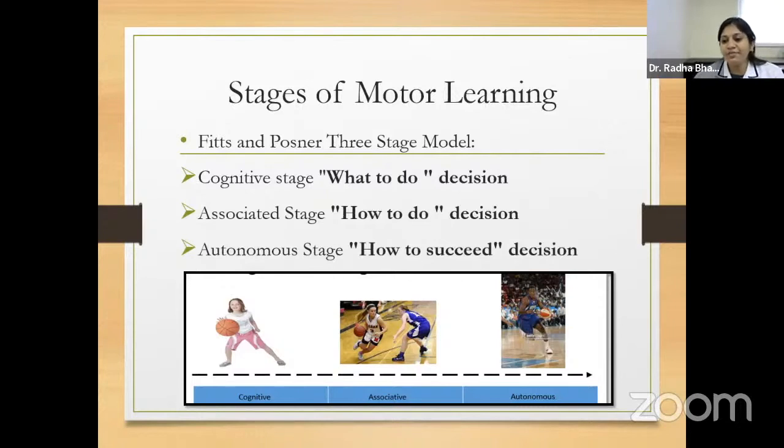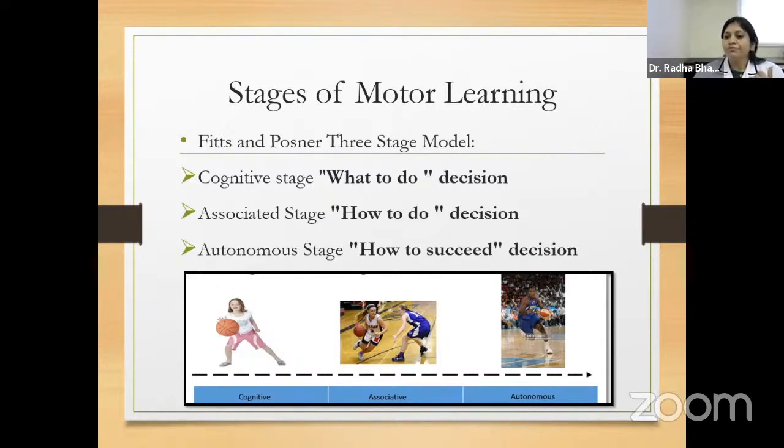Then comes a time, after some time, when you drive very smoothly. Whatever the things may be, you can talk and drive, you're on the phone, you are changing the radio frequency, you are driving, all at a time. So you are in the autonomous stage. Now you don't require to pay attention to do the things. Now it is imbibed and you can do it very easily.